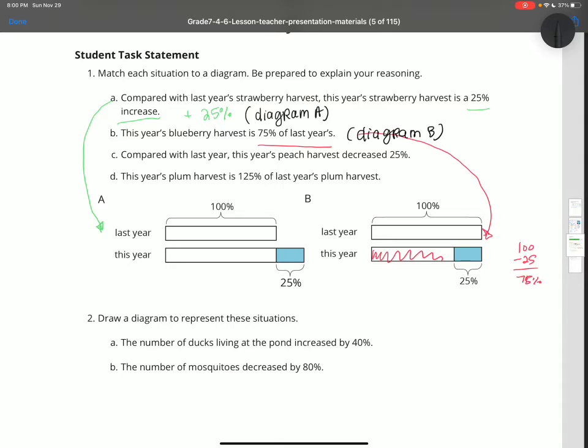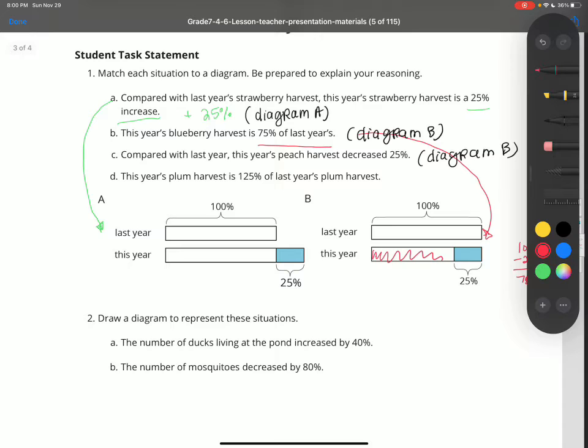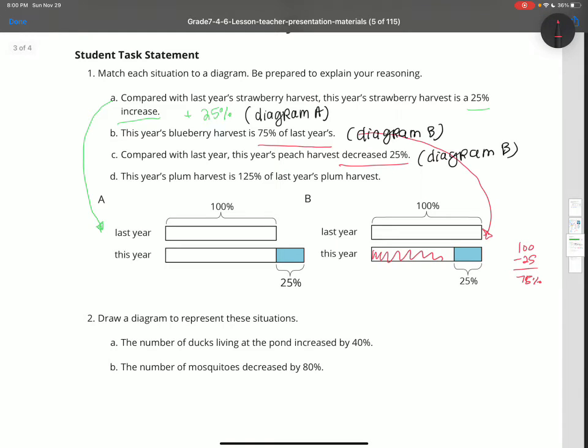All right, so for part C, it says compare with last year, this year's peach harvest decreased 25%. So this is another example where they're showing that this year is less than last year. These people had not so good of an outcome compared to last year. So this would be diagram B. And I'm still going to show my annotations, which is a 25% decrease, which would be B.